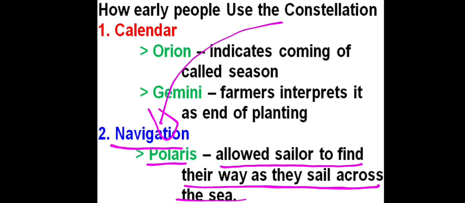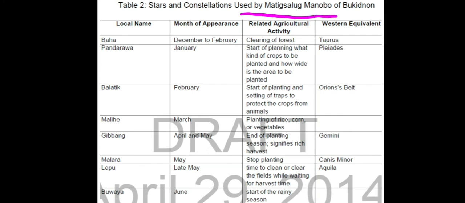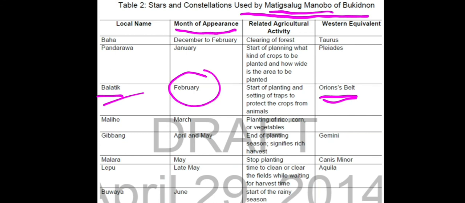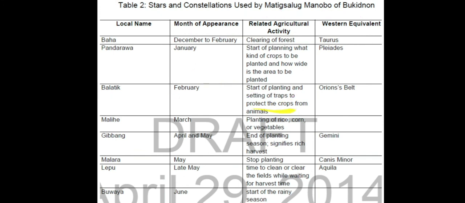Next one we have the stars and constellations used by the Matigsalog Manobo of Bukidnon. I will just give one example. We have Balatik, known as Orion's Belt in the Western equivalent. In Western countries, it is called Orion's Belt, but in the Philippines, especially among the Matigsalog Manobo of Bukidnon, they call it Balatik. Now, the month of appearance is February. So during February, Balatik will appear, and it would mean the start of planting. Okay, they use it as calendar. It indicates the start of planting and setting of crops, and protects the crops from animals.